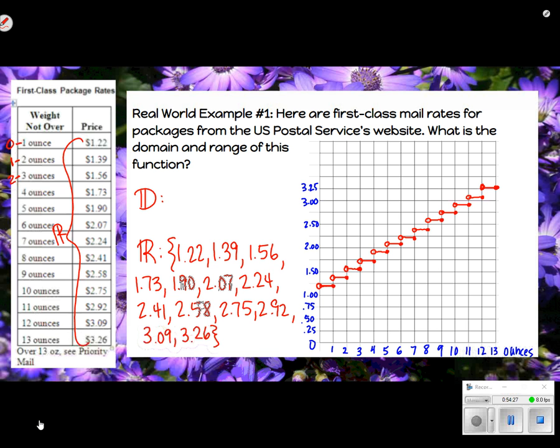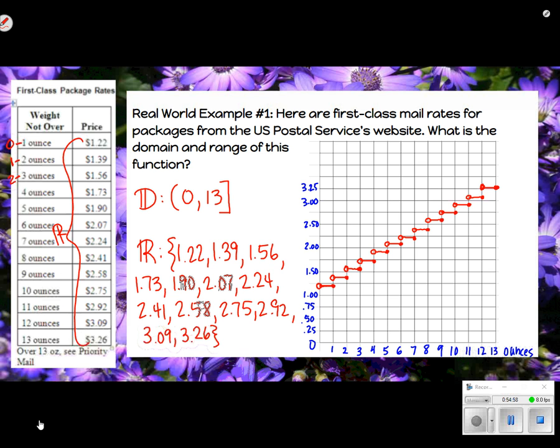The domain, however, is different because we do have these overlapping pieces. Remember, the closed circle with the open circle on top of it allows us to continue on in our domain and have no breaks. So the furthest left we're going to go is 0. 0 gets a parenthesis because there's an open circle there. And the furthest right that we're going to go is 13. And 13 gets a bracket because there's a closed circle there. And I'm looking at everything between 0 and 13 ounces.